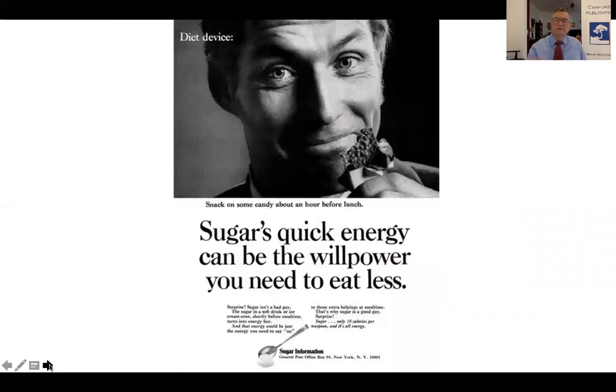Another one, also related to sugar. This is good news if you like to eat chocolate bars and things like that, because apparently they can help you to lose weight. According to this claim, if you eat them before lunch, then you will eat less at lunch, and so you will lose weight. Well, again, that provokes lots of questions.